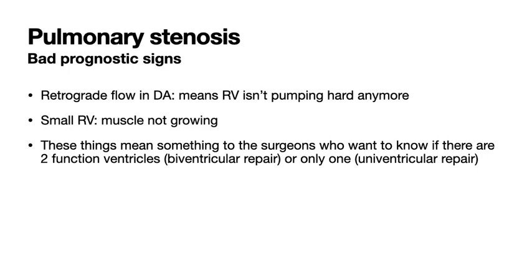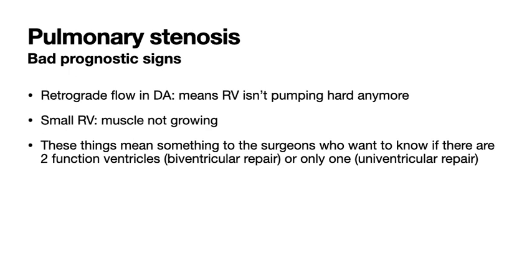The bad prognostic signs. Well, that means you look at the ultrasound and you're saying, ooh, wow, this is not good. And they have to be counseled about that. So the things that we're looking for that would be bad prognostic signs is retrograde flow in the ductus arteriosus.